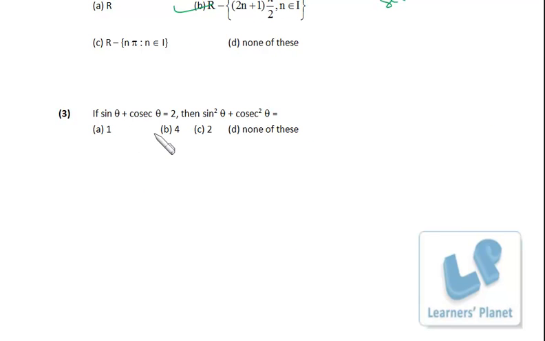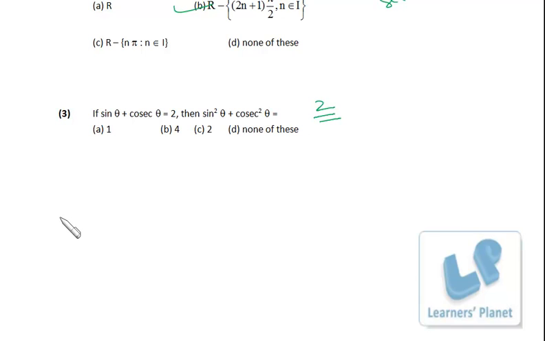Now, if sin theta plus cosec theta is equal to 2, then sin square theta plus cosec square theta is equal to what? The maximum value sin theta can take is 1, and sin theta is 1 when theta is 90 degrees. Similarly, cosec 90 is also 1. So we can have a set of values over here, that is theta is 90 degrees. So sin 90 plus cosec 90 is 2. That means there is a possibility that theta is 90 degrees. The same can be used here: sin square 90 degrees plus cosec square 90 degrees, that is 1 square plus 1 square. Again, we are getting the value as 2.